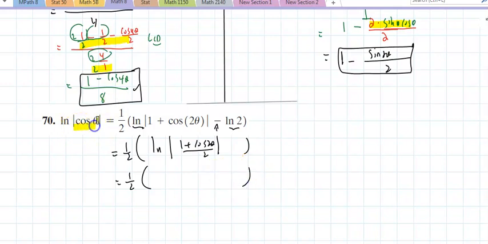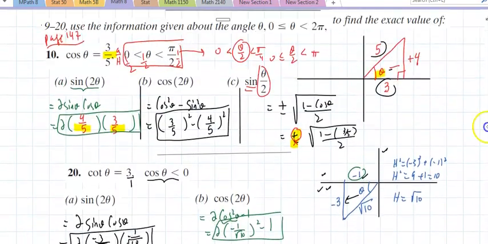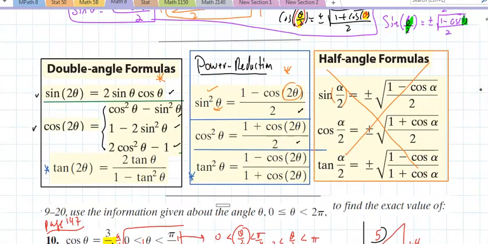I noticed there's a cosine there. This is double, this is single. Well, isn't that the cosine squared of theta? Power reduction. Cosine squared of theta is 1 plus the cosine of 2 theta divided by 2. I'm going to go backwards.